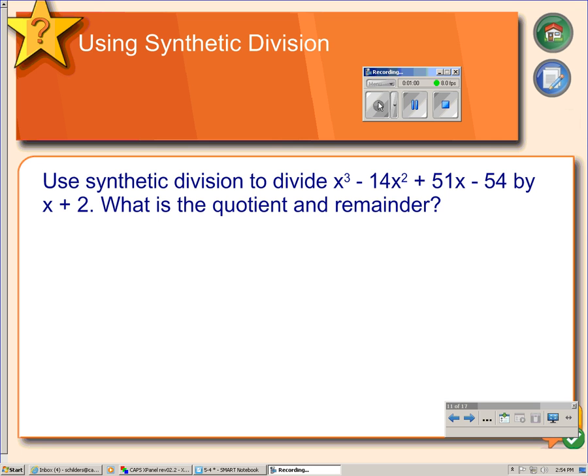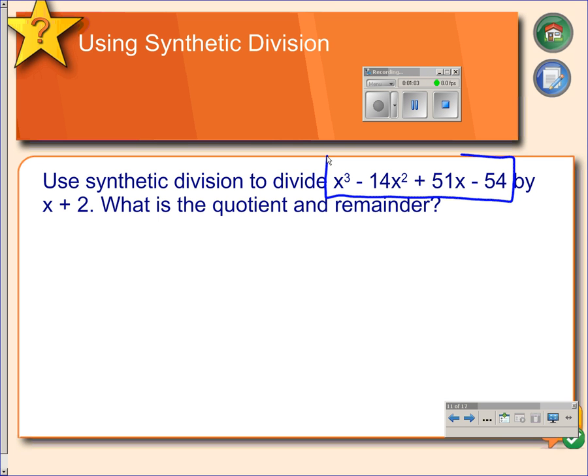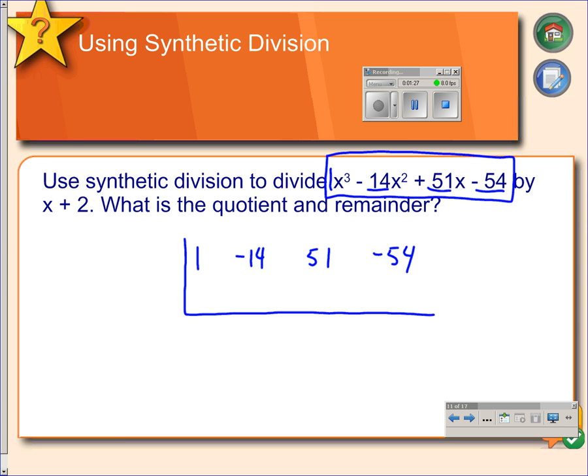Okay, in this example, we're going to take our polynomial here and we're going to write down all the coefficients, but none of the variables and none of the exponents. So the coefficient on this first term is 1. Then we have negative 14, positive 51, and negative 54. So we write down all the coefficients. Put an upside down division box here with space to write in underneath your variables or your numbers. And then we take our factor that we're dividing by, our divisor, and we basically find out what the 0 is to that divisor. Since the number is negative 2, that's what I put here.